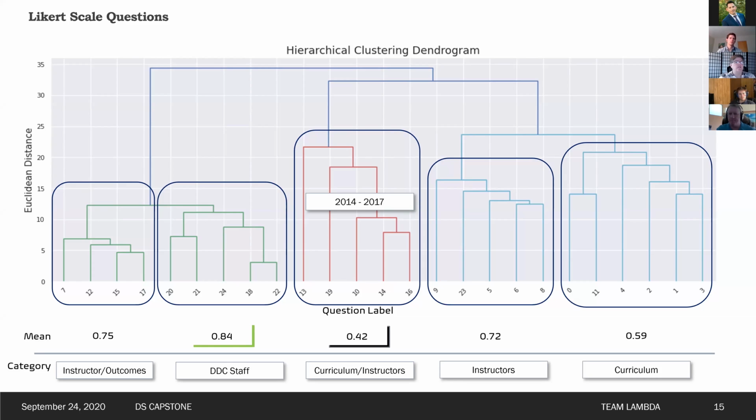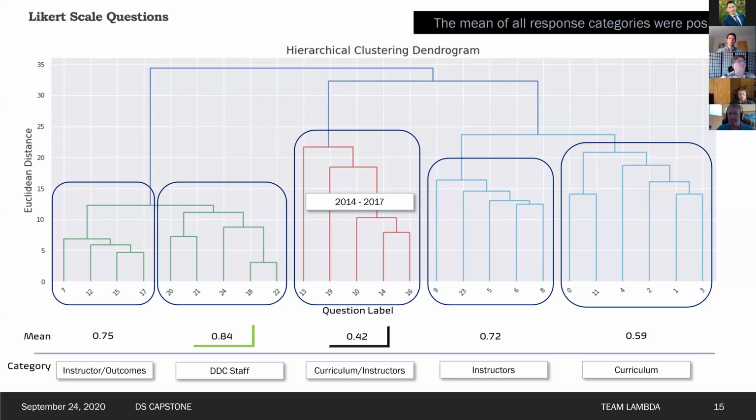If there's an area to focus, it might be the curriculum area on the far right cluster, which had responses that involved all boot camps. Since these were given after 2017, this will actually lead to one of our recommendations later. But note, overall, the means of all the response categories were positive.